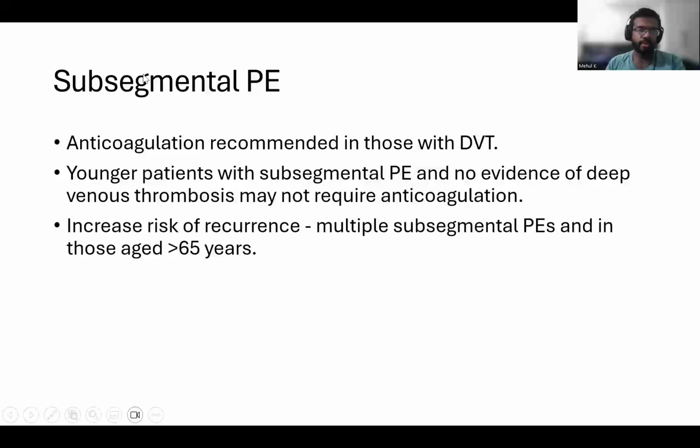The biggest headache that you'll have is what to do with subsegmental PE. That is a very small PE that we are not really sure what to do about. If the patient is having DVT along with the subsegmental PE, you'll have to anticoagulate them. There's no confusion about that. A younger patient with subsegmental PE and no evidence of DVT might not actually require any kind of anticoagulation at all. But if it is an elderly patient with multiple subsegmental PEs, they might actually need anticoagulation. So there are no hard and fixed guidelines for this. It is a nuanced decision making.